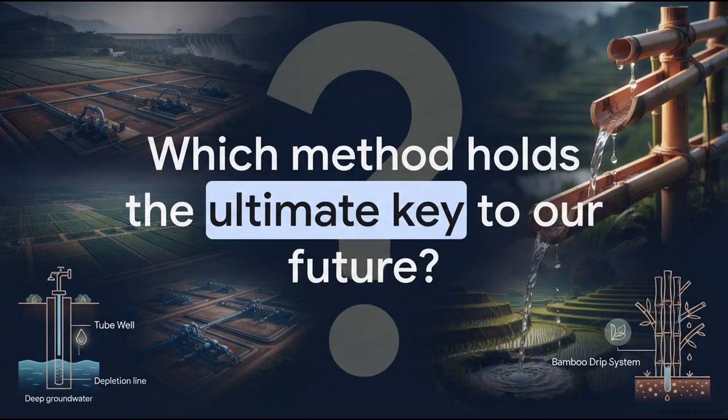We're going to leave you with this provocative thought to reflect on. As our population grows and demand continues to skyrocket, which method actually holds the ultimate key to our agricultural future? Is it the massive modern machine-driven approach like tube wells, which, as we know, risks severe depletion? Or is it the hyper-local, ancient, gravity-fed sustainability of things like bamboo drips? Perhaps the true answer lies in finding a balance between human intervention and natural conservation.